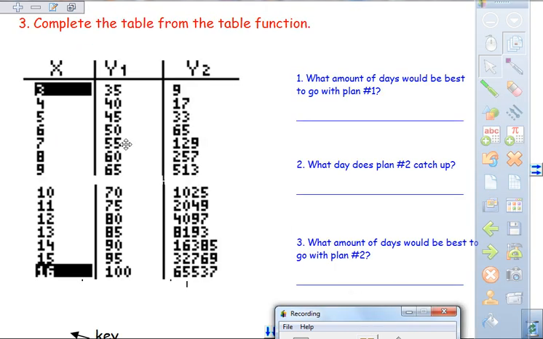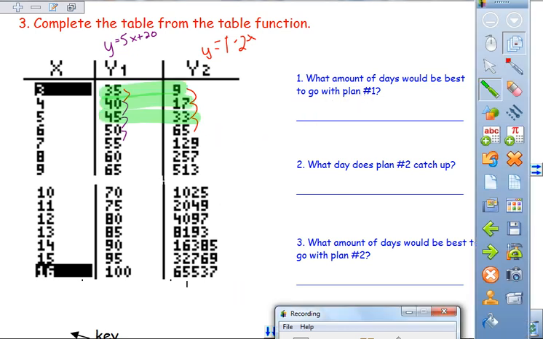So what I did was I went to my graphing calculator and I looked at my table. If you look at the table, notice in y sub 1 we are adding 5 every time. So that tells us that this is the linear function, whereas over here our function is getting big fast. So what amount of days would be best to go with plan number 1? To me it looks like in the green, that's where the purple column is going to be higher. The 35 beats 9, 40 beats 17, and so on. So what I'm going to write down is from days 0 to 5.